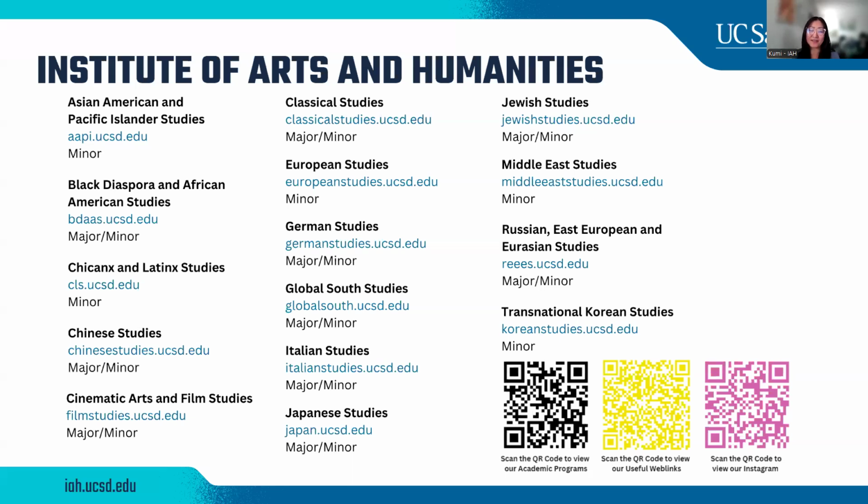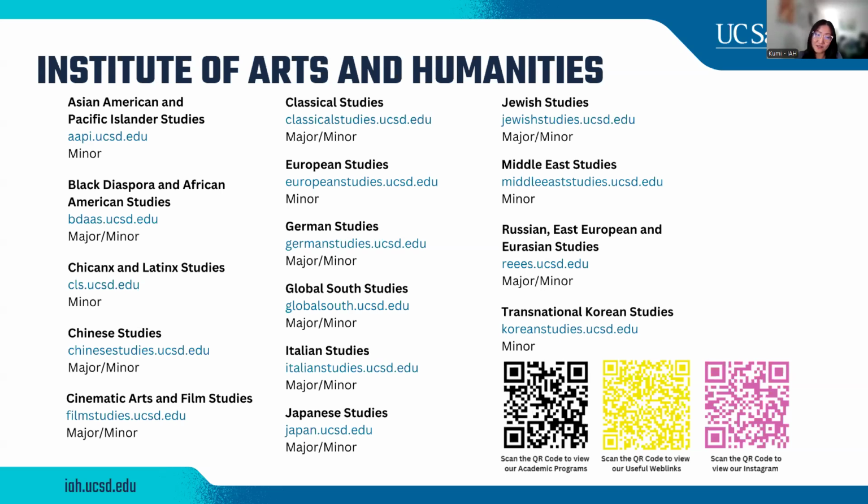My name is Kumi Obayashi Ward, and I'm the program coordinator and academic advisor for the AAPI Studies and Japanese Studies program at the Institute of Arts and Humanities. I'm going to introduce our 15 major and minor programs on behalf of my 3 fellow IAH advisors. As you can see, we offer 15 interdisciplinary cultural and social justice programs that come with majors and minors, and we serve the whole campus community.